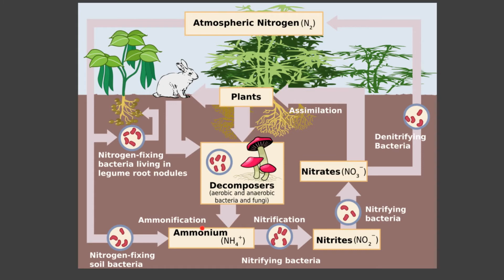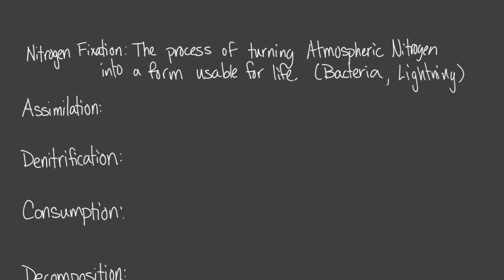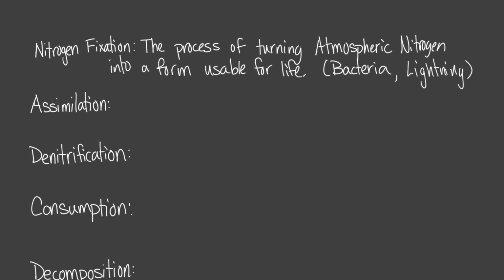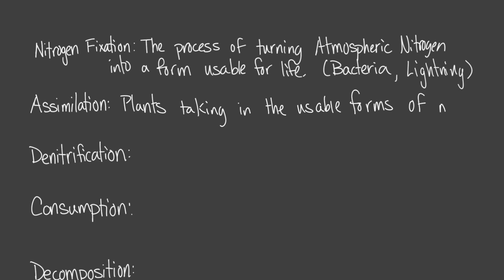Once we have the nitrogen in these usable forms, that ammonium in the nitrates or nitrites, either one, plants can then take it in through their roots. So plants take in that nitrogen through a process called assimilation. So that's going to be our next term here. So assimilation is plants taking in the usable forms of nitrogen compounds.